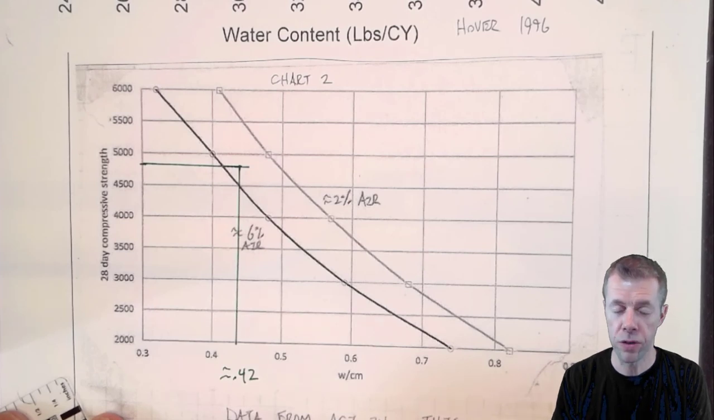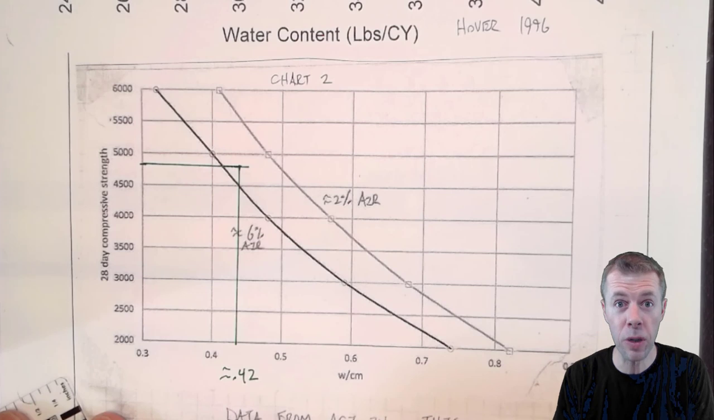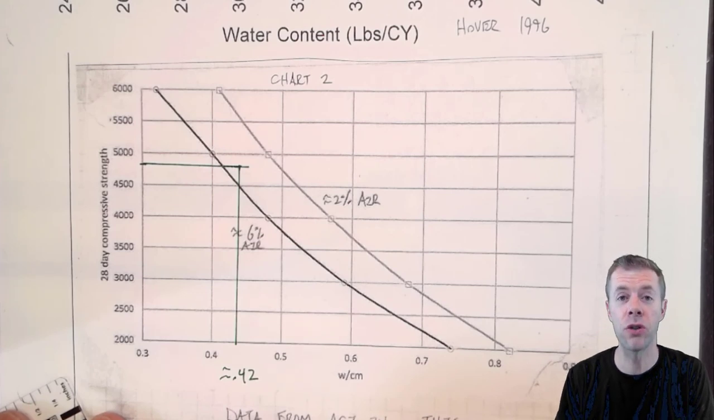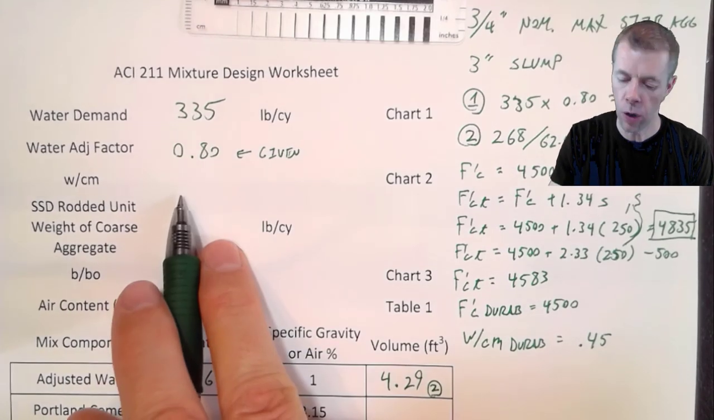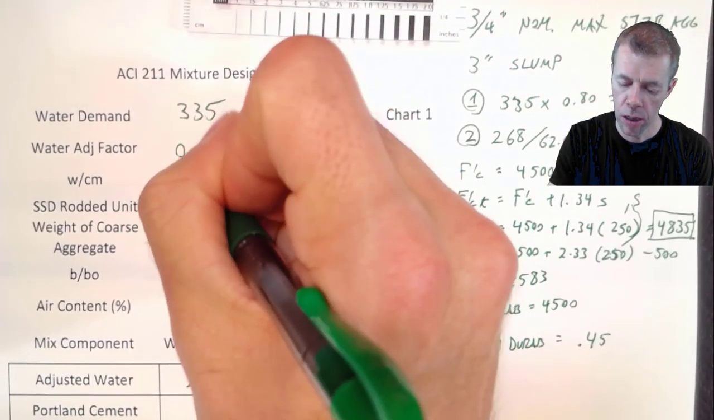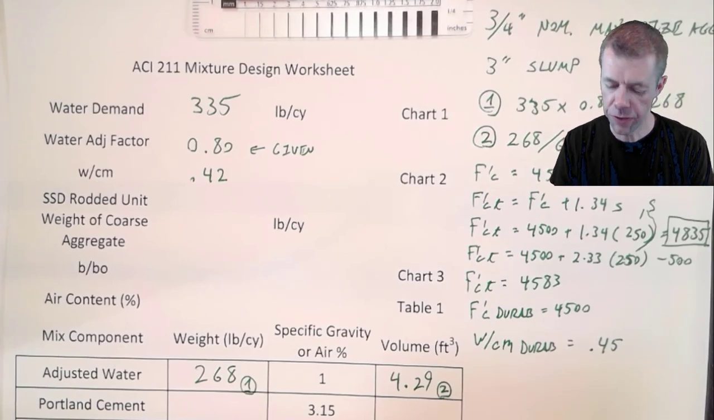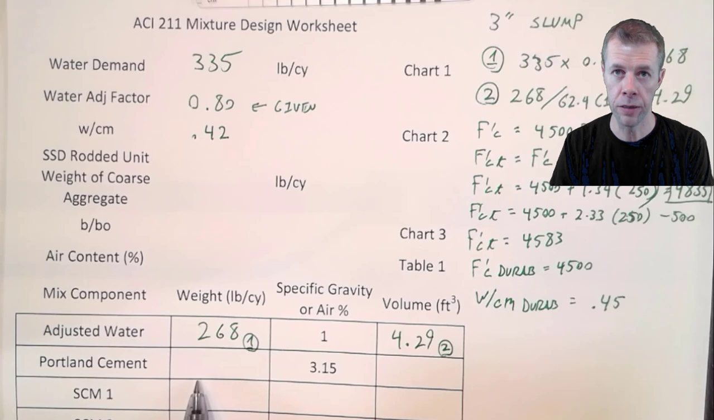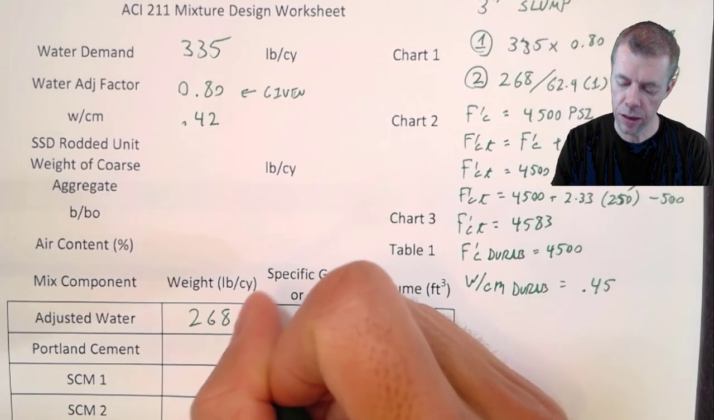This three-point curve was developed for a limited set of data. You're going to have to figure this out for your materials. This curve will probably not apply to whatever materials you're using in your mixture design, but this is great for this example. Back to the mixture design worksheet. Now that we know our water cement ratio, 0.42, we can actually find our cement content, the amount of Portland cement we need inside of our mixture. This is going to end up being calculation number 3.